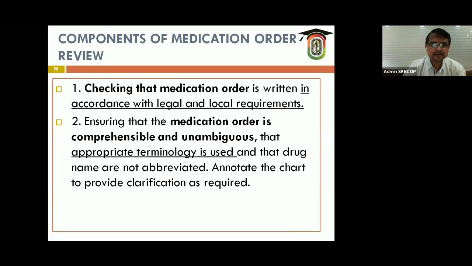So this is the second task: the pharmacist has to ensure that the medication order is comprehensive and unambiguous. That means, as we keep saying, there should not be any bias; it should be unambiguous and understandable. There should be no confusion, and there should not be any abbreviation used generally, because the abbreviation might not be understandable by the nursing staff or the person who is responsible for actual administration of the drug. If this happens, it should be clarified by the pharmacist in consultation with the physician, or by himself if he is well acquainted with the terminologies.